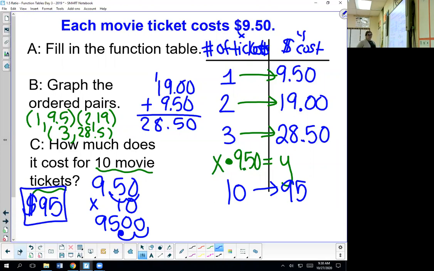If you don't understand how I did that, I just basically ignored the zeros, put them back in, and then move the decimal 2 places.